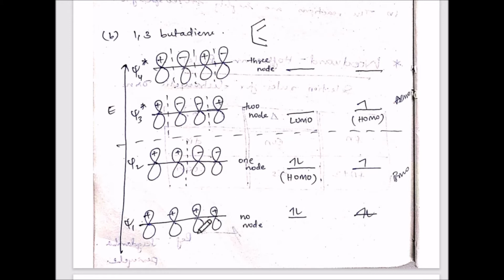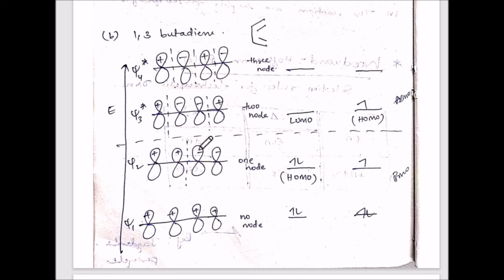Now I'll draw the lobes. This is psi1, so no node, and all will have the same symmetry: plus, plus, plus, plus. Then psi2 has one node. For the node, you should not put the point somewhere else; it should be symmetrical, so you should not just put the points anywhere. Here you have one node, here 2 nodes, and here 3 nodes. This is how you draw your pi molecular orbitals.